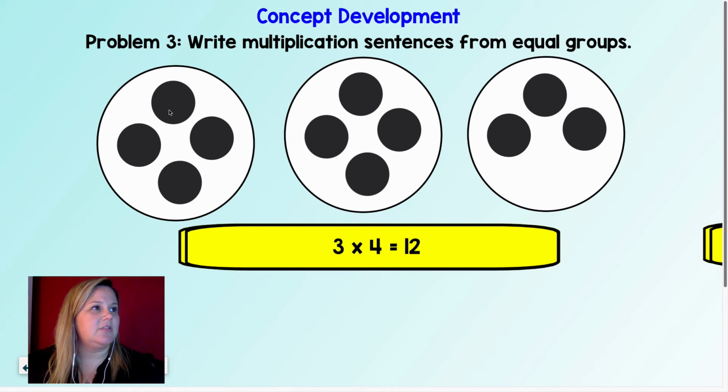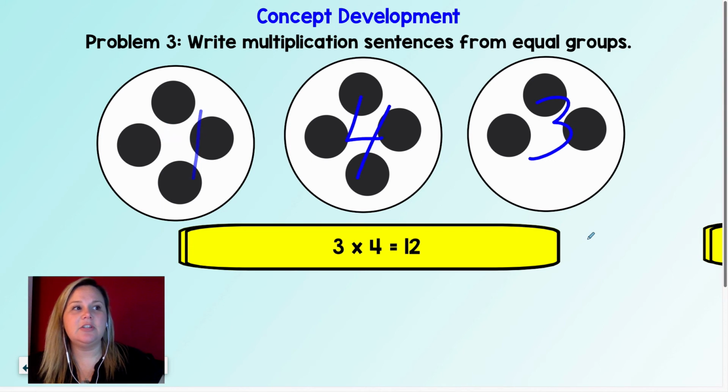Okay, so let me grab my pen. So 1, 2, 3, 4. 1, 2, 3, 4. Oh, 1, 2, 3. Uh-oh! Oh, goodness, friends. I don't think I can do this with multiplication because my groups are not equal. I have 2 groups of 4 and 1 group of 3.